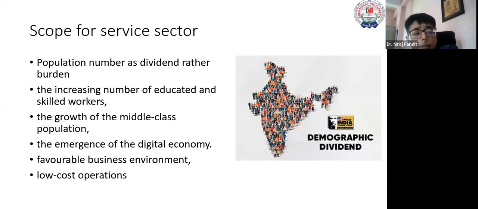Growth of middle class population, this is very important. The number of middle class population is increasing. We are shifting a large number of poor people to the middle class. So the middle class population is gradually increasing.